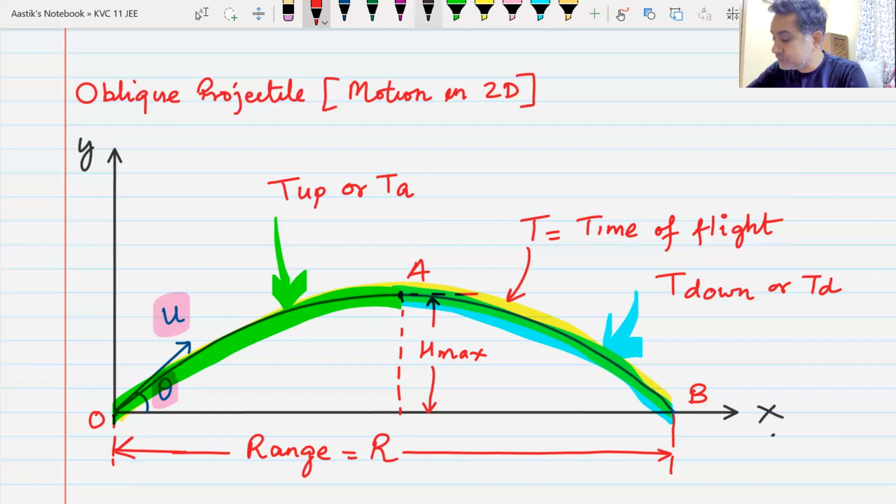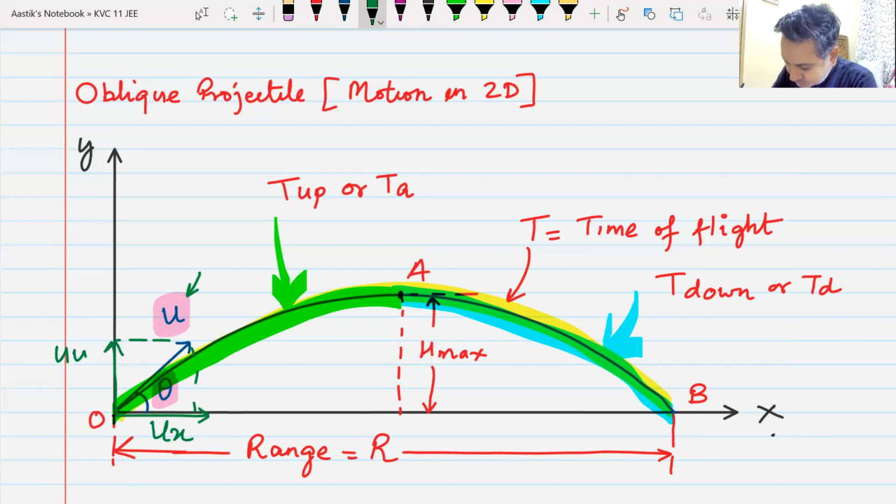This U can now be resolved into two components. One is along X, Ux. One is along Y, Uy. How much is this Ux equal to? It is equal to U cos theta. Yes or no? How much is this Uy equal to? U sin theta, sir. Great. Now we are talking.